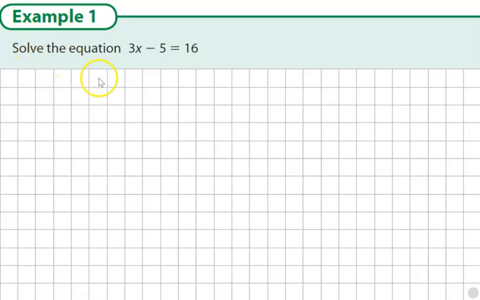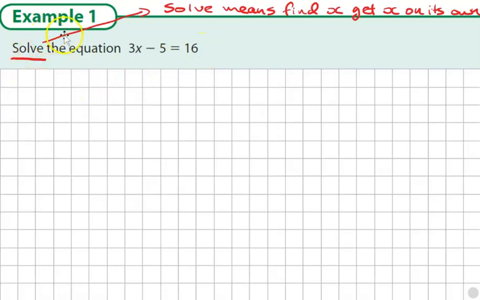Example 1: solve the equation 3x minus 5 is equal to 16. Solve means find x, get x on its own. There are a few different ways that you can solve linear equations. One way is by getting the letters on the left and the numbers on the right.